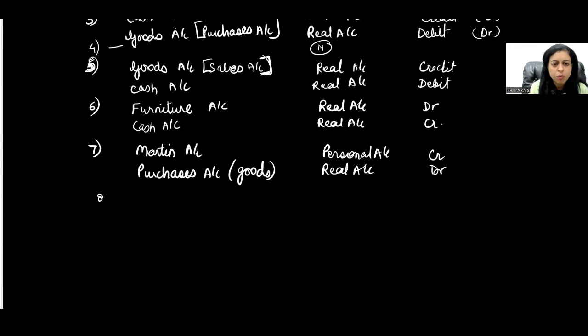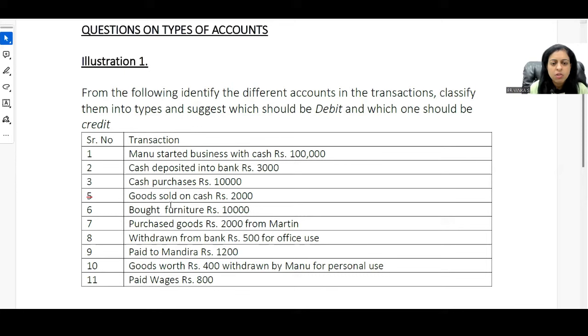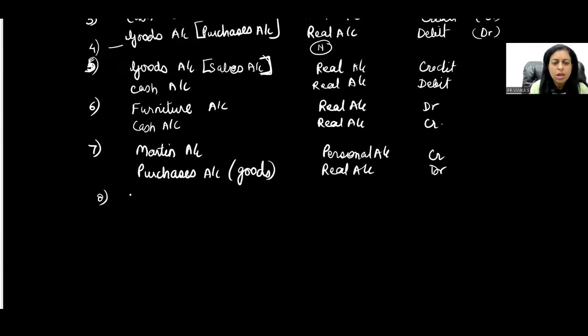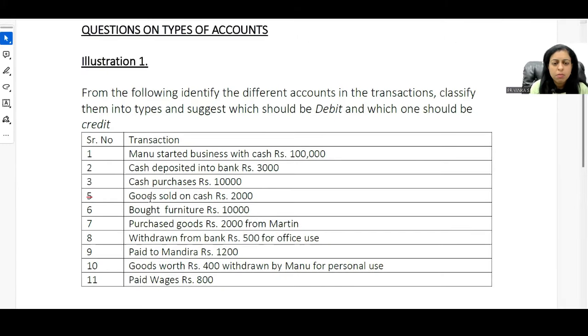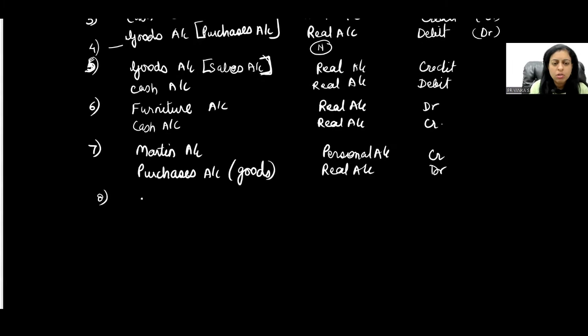Eighth point says withdrawn from bank 500 for office use. What was the use? Office use. So what you can do is basically you have two things in this. You are withdrawing from bank, cash account and bank account.